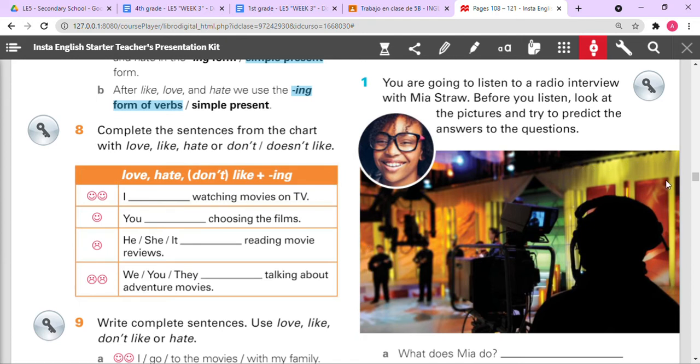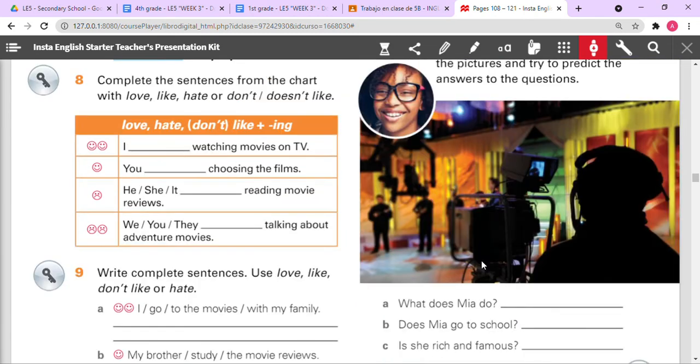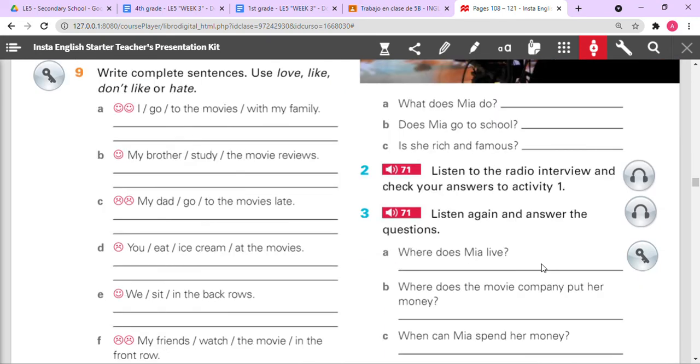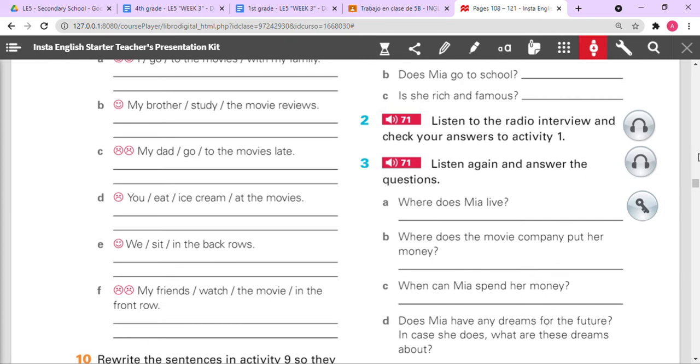This is a TV set. This is Mia Straw. Now, what do you think Mia does? She could be an actress, an actor, a singer. Does Mia go to school? Yes, she does. No, she doesn't. Or is she rich and famous? Yes, she is. No, she isn't. Now, we are going to listen and try to answer those questions and then those ones, okay? Now, let's see. Pay attention.